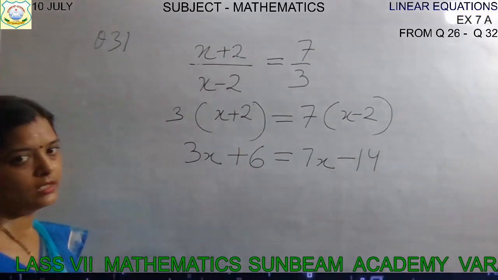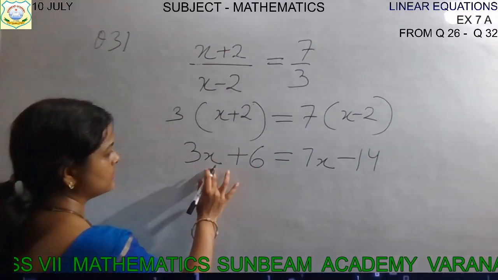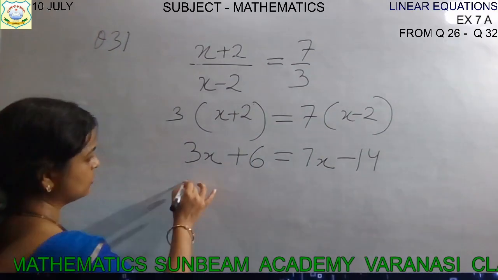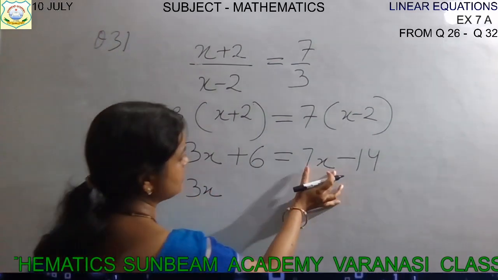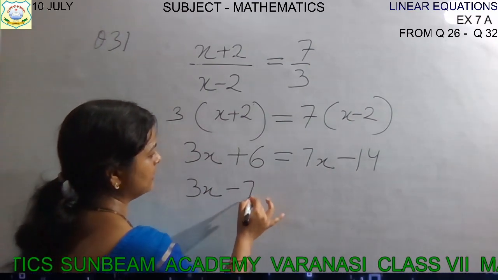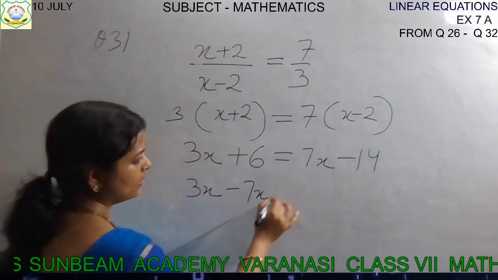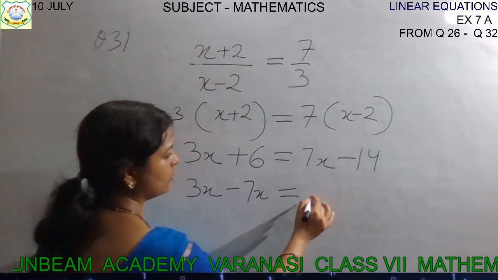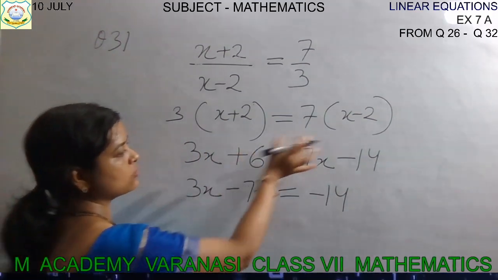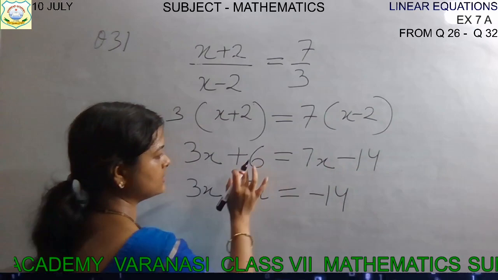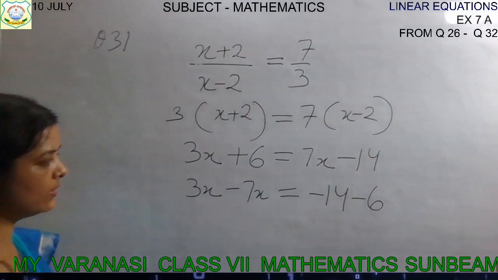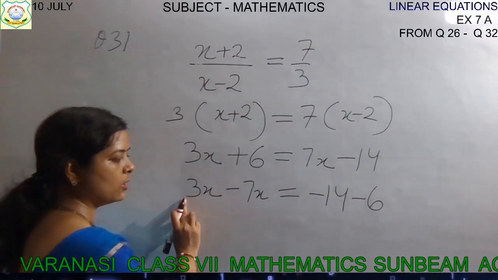Now next step is what? Separating the variable term on one side and constant term on the other side. So keep 3x on this side and I am transposing 7x to LHS. So plus 7x will become minus 7x. That is equal to, now minus 14 is already on that side. When 6 will transpose to RHS, this is positive 6, this will become negative 6.